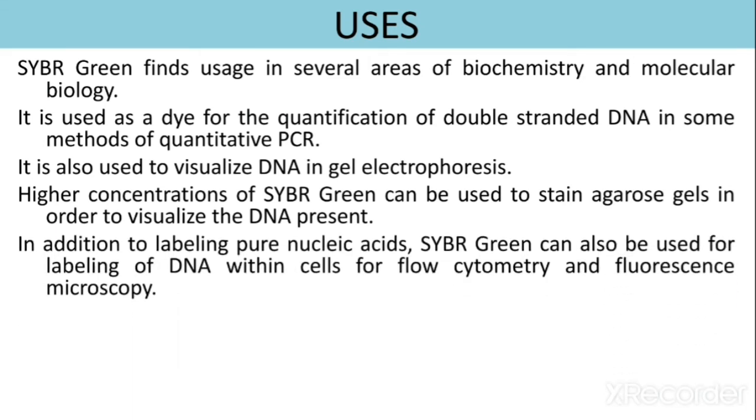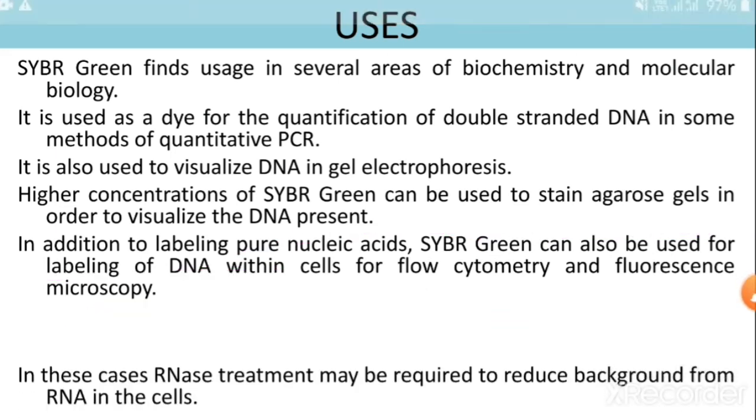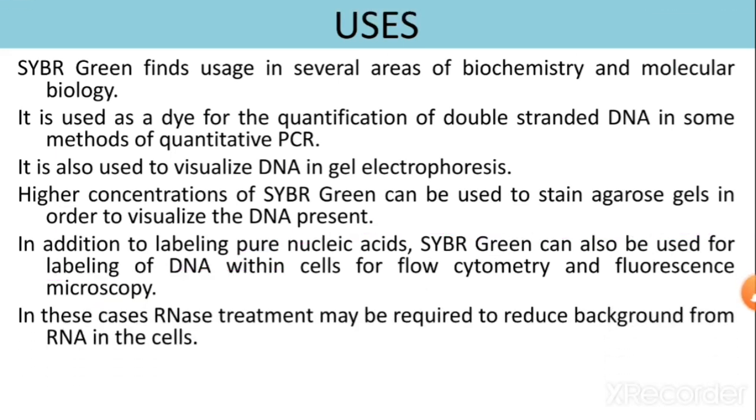In addition to labeling pure nucleic acid, SYBR Green can also be used for labeling of DNA within cells for flow cytometry and fluorescence microscopy. In these cases, RNase treatment may be required to reduce the background from RNA in the cells. So this is all about SYBR Green, which is used in the RT-PCR for the detection of COVID-19.